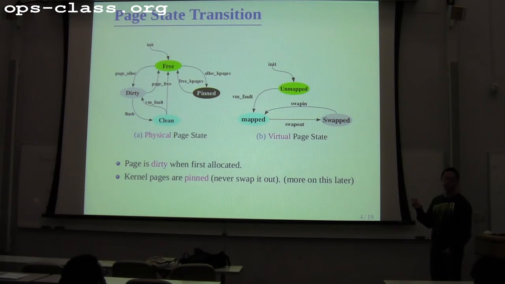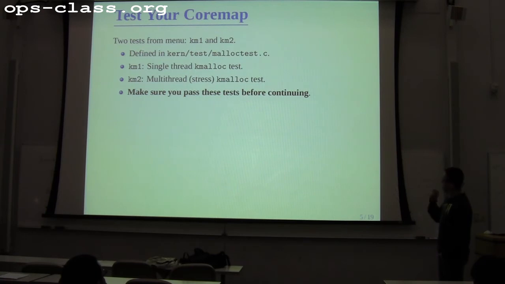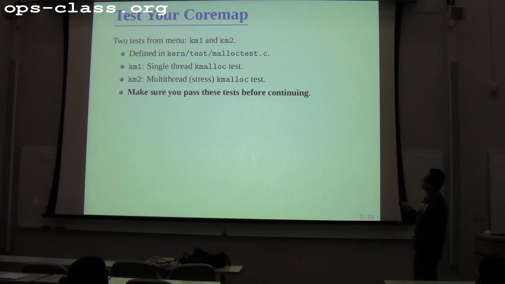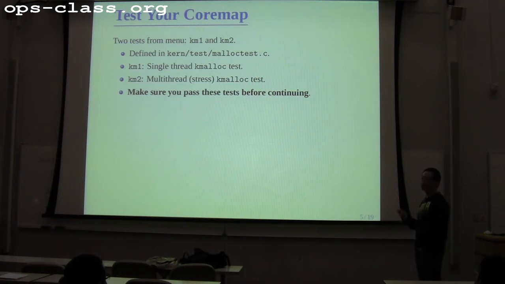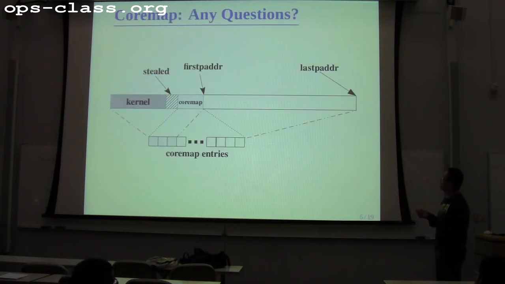Everybody is okay with this? Okay. So to test your coremap implementation, implementing the coremap means that you need to design the coremap structure and write the allocate kpages and free kpages functions. After you do that, you can test them with two test programs called km1 and km2 from the kernel menu. You want to make sure you pass these tests before continuing to design the user space and page table. Okay. So any questions on coremap in general?